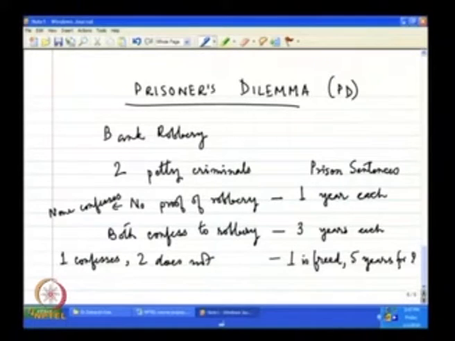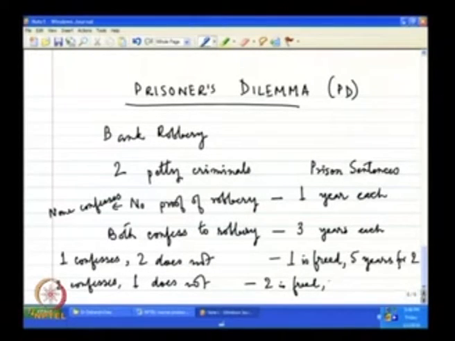For 2. And similarly, the other case will be 2 confesses, 1 does not. So, in this case 2 is freed, and 5 years for 1, because he is not cooperating, but he had committed the crime too. So, these are the incentives that are given by the police to the prisoners.